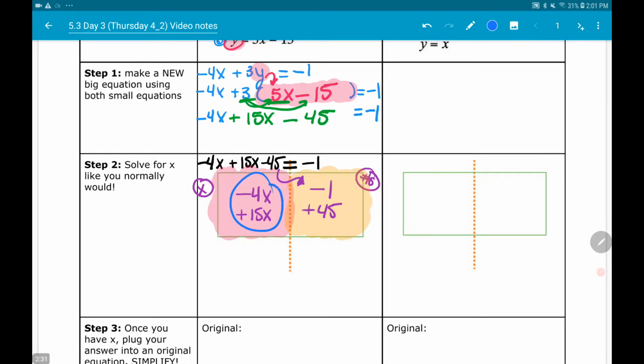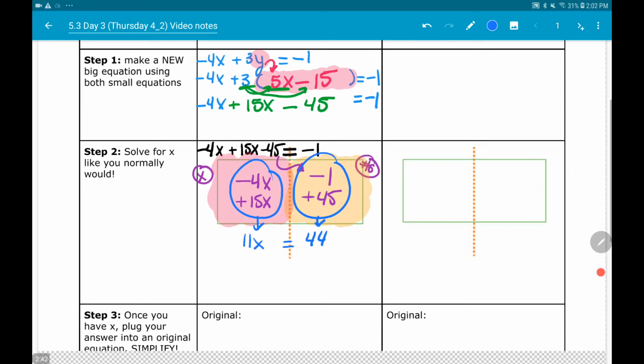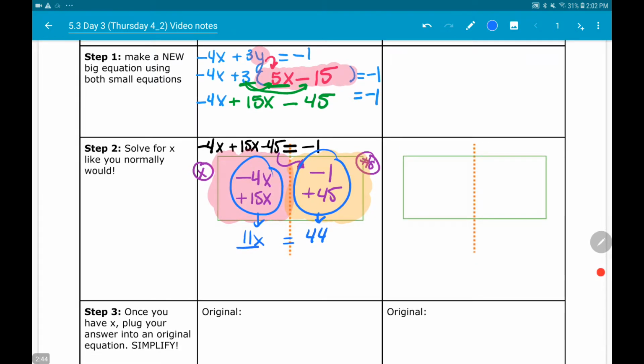Combine my terms. I get 11x equals 44. All right, last step. Divide by my coefficient. x is equal to 4.